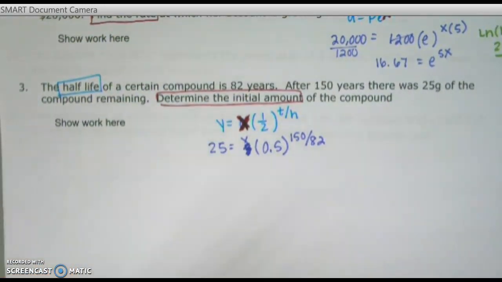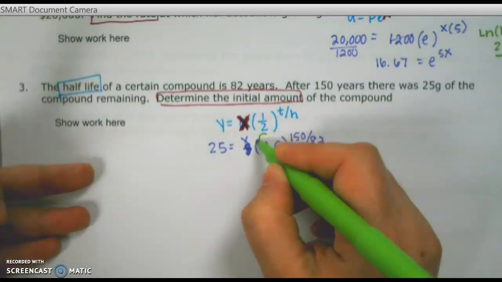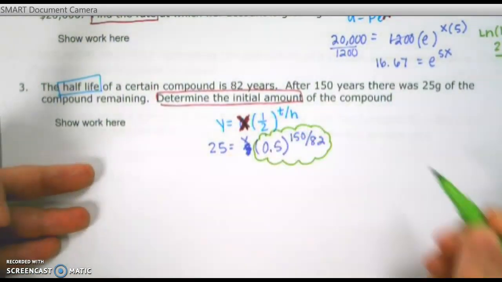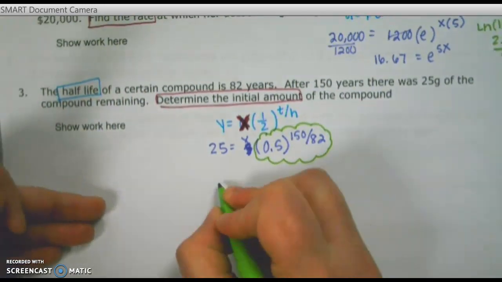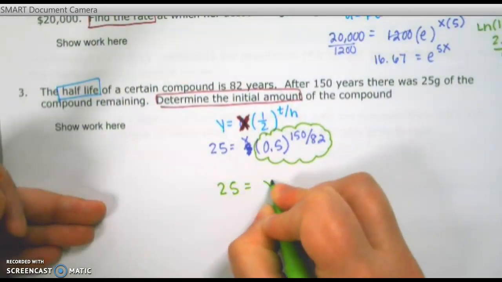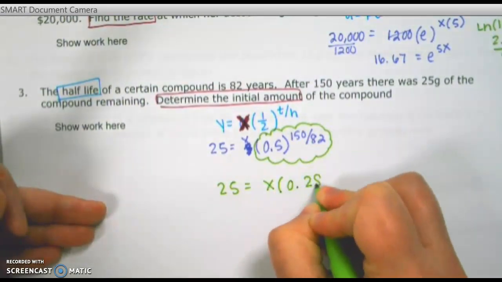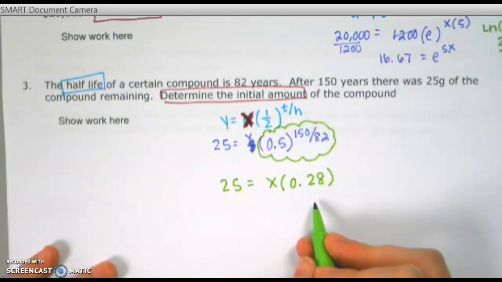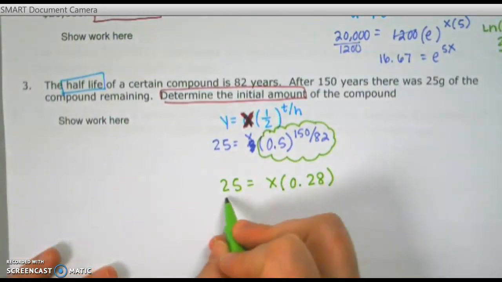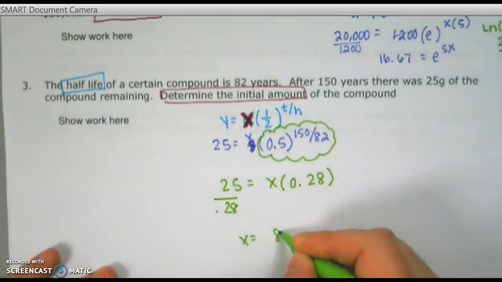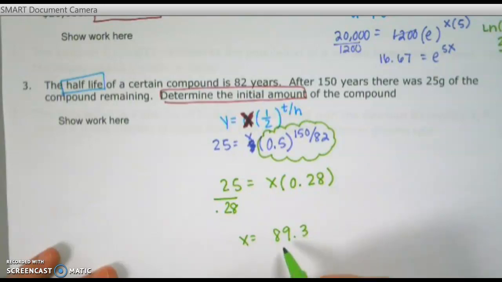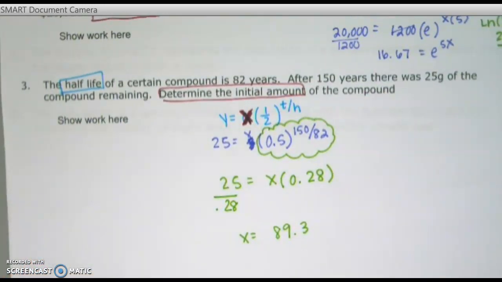So this is a case where I'm going to look at my equation and I can simplify this. This is just numbers. So 0.5 raised to the 150 divided by 82 power is about 0.28. So this is being multiplied by what I'm solving for, so I'm just going to divide 25 divided by 0.28. So about 89.3 was my initial amount.